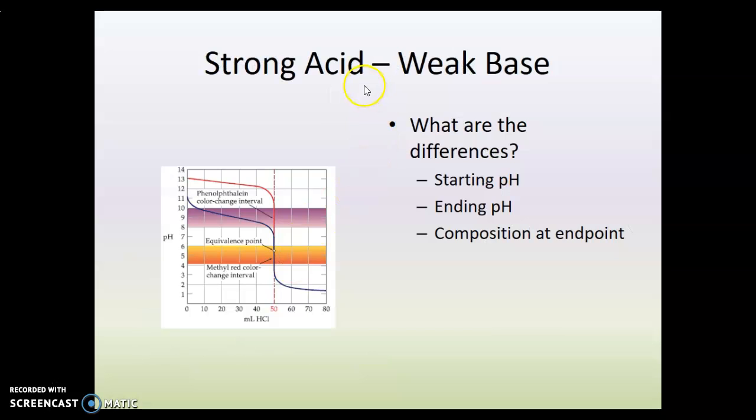And so here we go. What if you have a strong acid being titrated with a weak base? Well, you're starting out with a higher pH, right? Because you're starting out with a base that you're titrating with a strong acid. And so then you are also going to have a more acidic equivalence point, right? And then at the end point, you're going to have the conjugate acid of your weak base. So that's going to make it acidic, right?